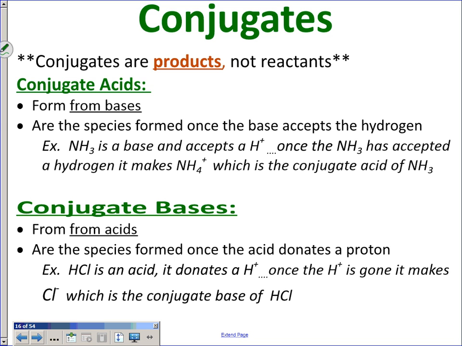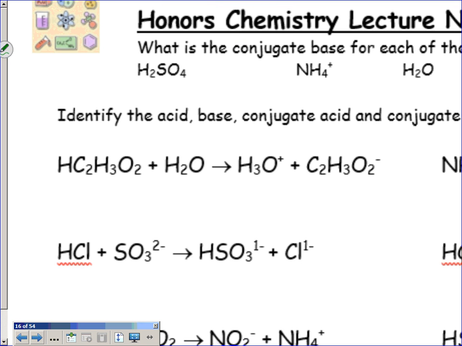On your notes, you should have written down information about conjugates, so I'm not going to go over details about that right now. We're going to apply them. Here, I blew up your notes, so bear with me. I want to do a couple examples with you so you can track the changes over time.